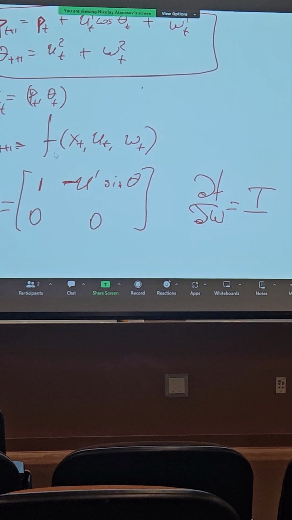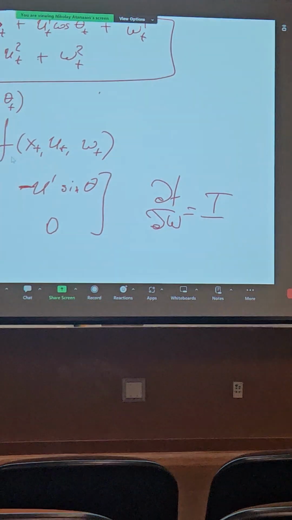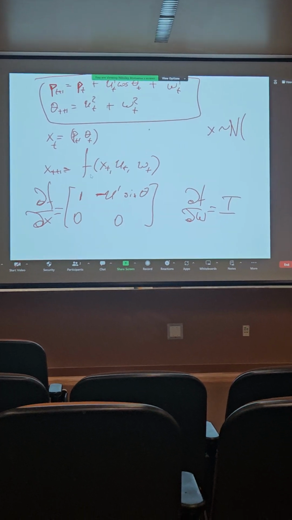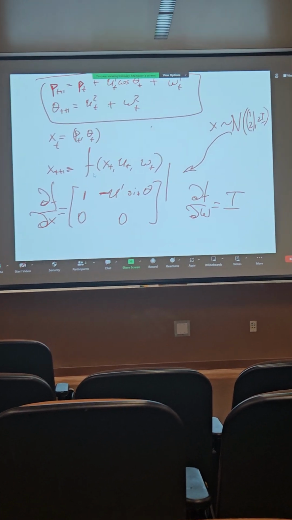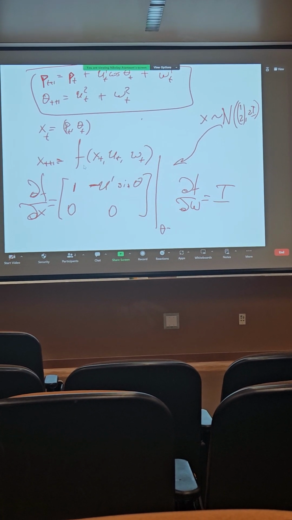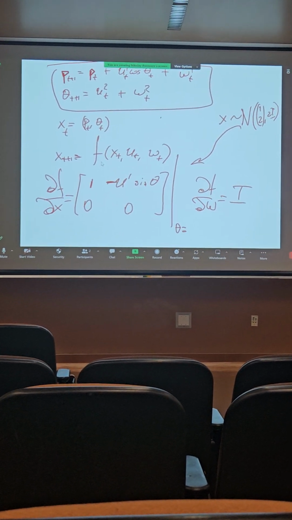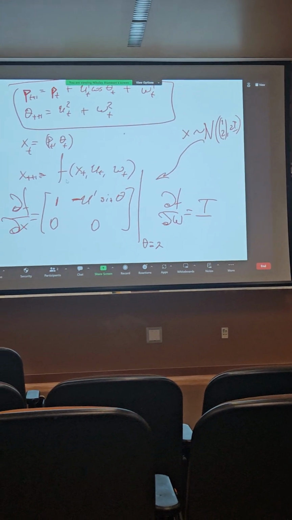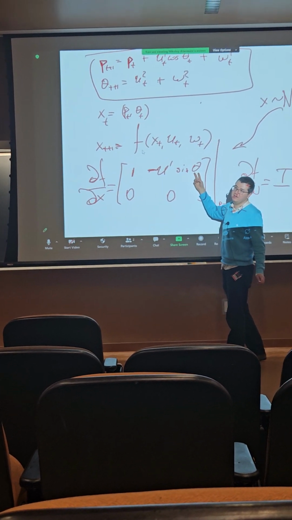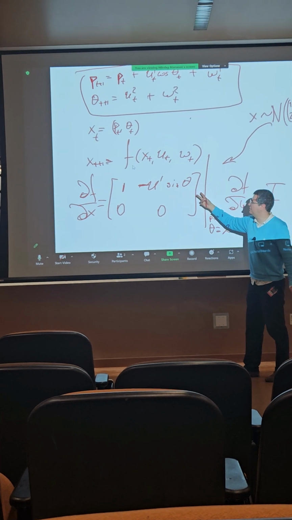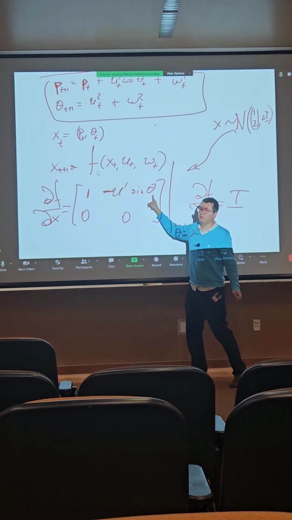So those are the things we are calculating, and then what we're saying is we need to evaluate this at the mean. So if we have some distribution on x that, let's say, is Gaussian with mean 1, 2 and covariance, let's say, 2 times identity, then I will need to evaluate this Jacobian at p equals 1 and theta equals 2. When we compute the Jacobian, it can still be a function of p or theta. So to use that in the Kalman filter, we evaluate it at the mean. So I would plug in 0 for omega and the mean for x.